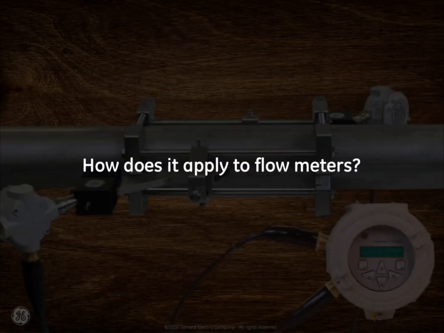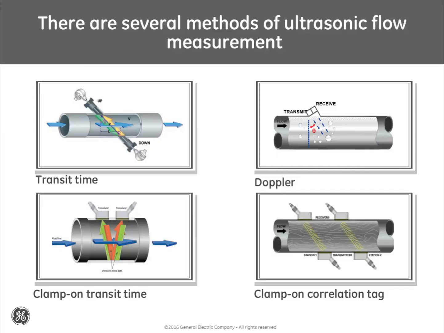Now that we understand ultrasound and how ultrasound is created, the next logical step is to see how it applies to flow meters and flow measurements. There are several methods of ultrasonic flow measurement in the market today. Transit time is the most popular method for measuring flow with an ultrasonic flow meter.